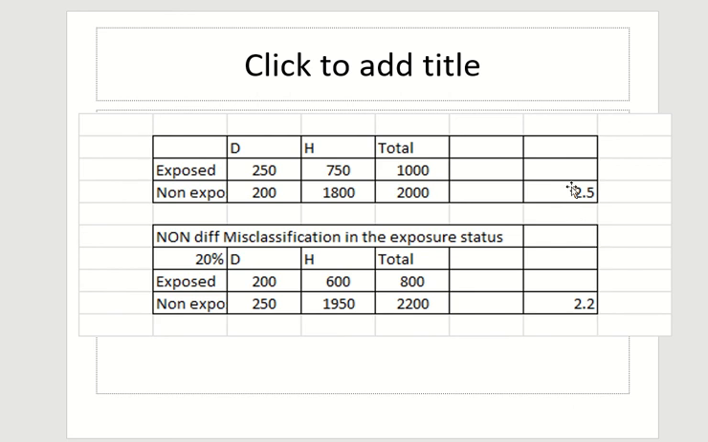So this is the real relative risk. This is the biased one. And you can see that the biased has been pulled toward the null value of the relative risk. The null value is 1, right? That's it. It's going to be pulled towards 1.